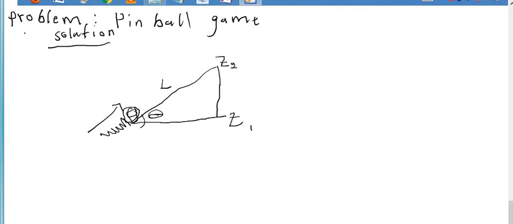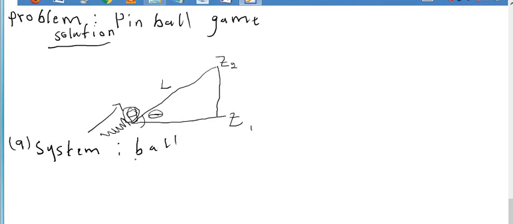So let's go directly to answer the question given. In A, they ask us to determine the angle theta by using the ball as a system, that is, only the ball as the system. So let's take the ball as the system and solve it, and then we go to B. So now the system is the ball.